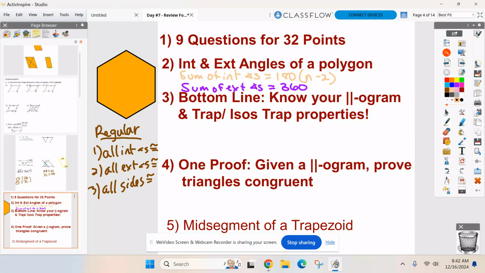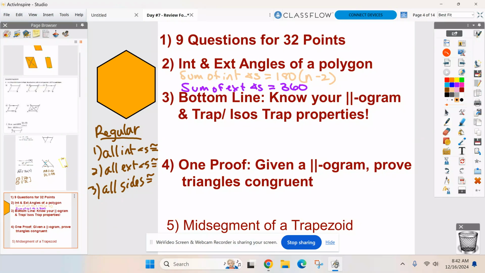All right, you guys could see number 3. We've been doing it every day. You've got 24 hours here to know all your parallelogram and trapezoid, isosceles trapezoid properties. I'm not going to harp on the proofs. There's just one on there, and I'm going to tell you what it is. Given a parallelogram, prove triangles congruent. So you will need your parallelogram properties for that one.